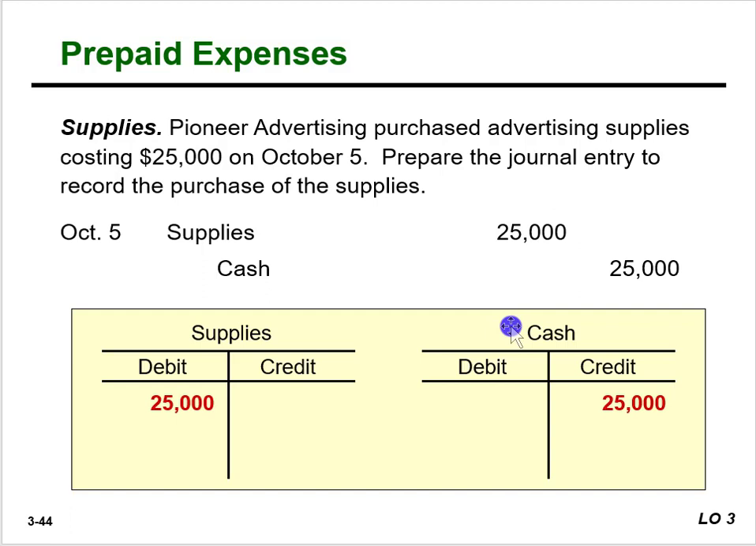And so here's an example of supplies for prepaid expenses. Pioneer Advertising purchased advertising supplies costing $25,000 in October. Prepare a journal entry to record the purchase of the supplies. And so a debit to supplies and a credit to cash because you purchased supplies.